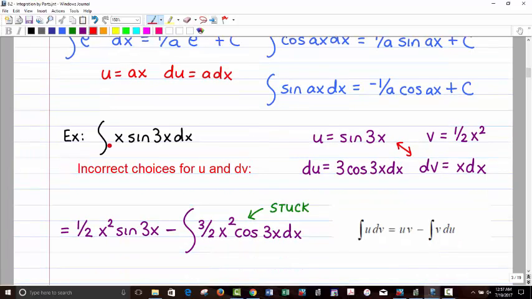now we're integrating x times sine of 3x dx. What I'm doing here is purposely doing this wrong the first time just to show you. And I won't do that anymore, but I want to show you this.